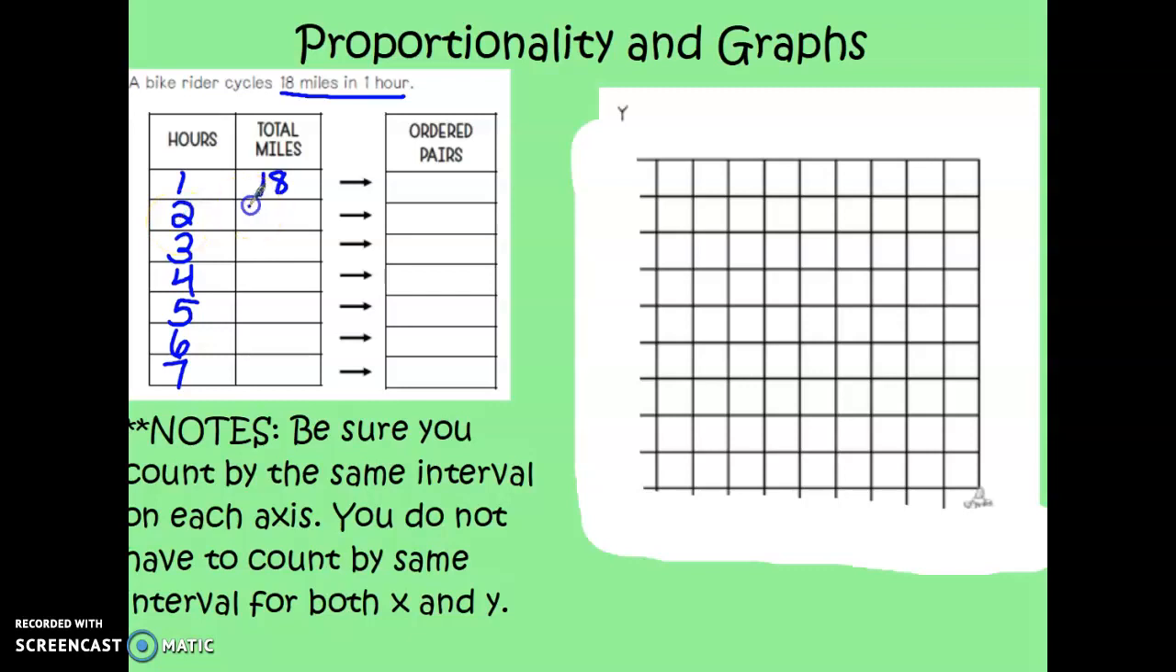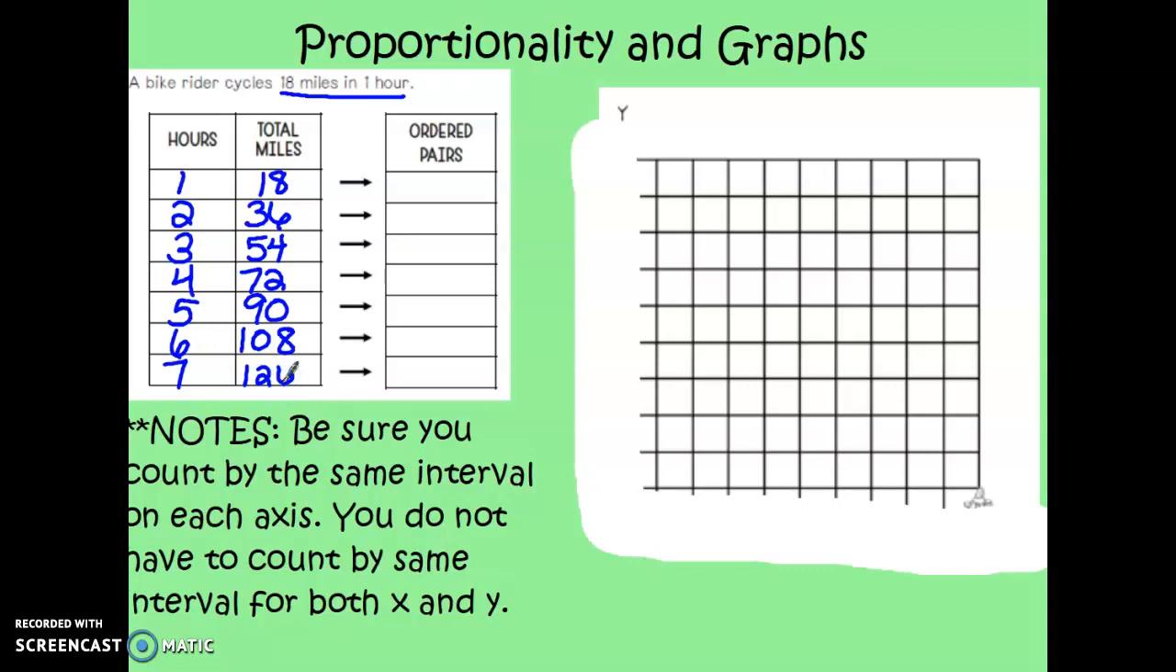And then we're just going to multiply 18 by each of our number of hours. So for 2 hours, he's traveled 36. In 3, 54. In 4, 72. In 5, 90. 6 is 108, and 7, 126 miles.